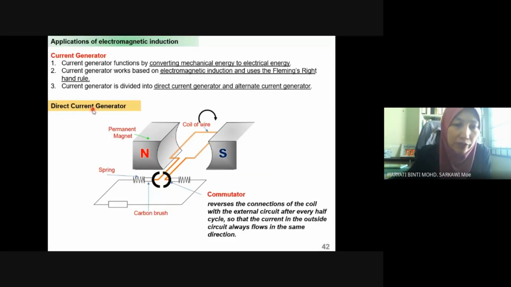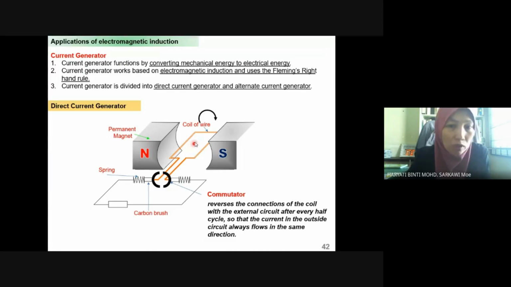Direct current generator. So we have a magnet and then we have wire here. This is actually the coil. Then this needs to be turned. Then there will be cutting of magnetic flux. So current will flow here and then go to the external circuit. This one is the commutator. The commutator reverses the connection of the coil with the external circuit every half cycle, so that the current outside always flows in the same direction.